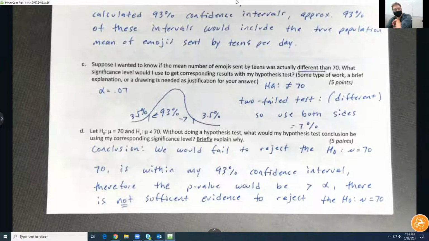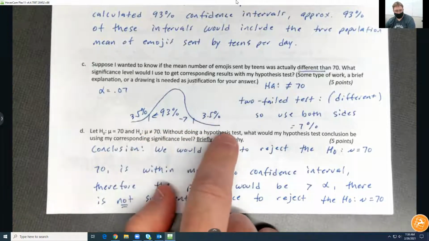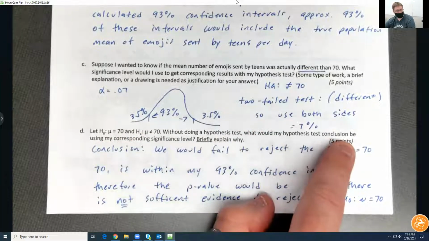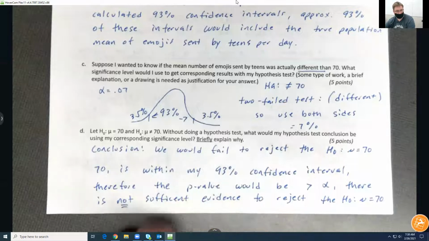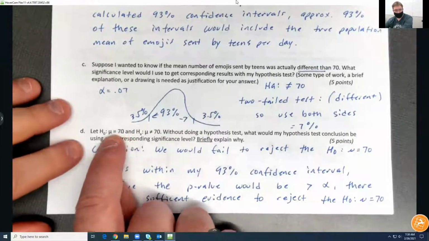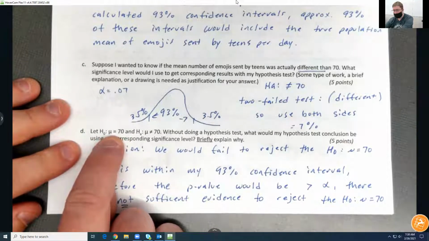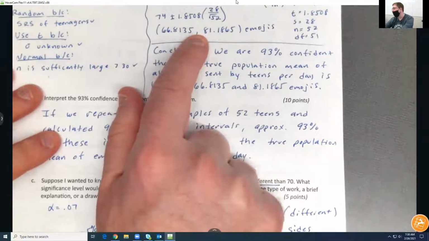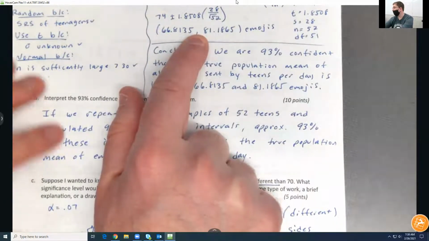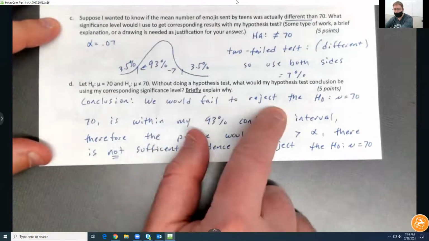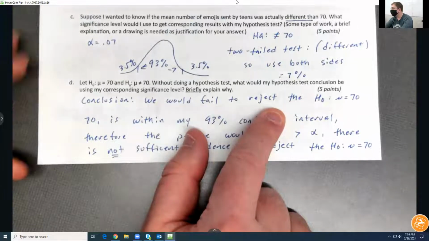All right, for part D, it's saying without actually doing the hypothesis test, with these two as your null and alternative, what would your hypothesis test conclusion be? Basically, are you going to reject or fail to reject the 70? Well, you already know that answer because the confidence interval is basically a hypothesis test in reverse. So look at this 70 right here, H0 average equals 70. Go back up to the top where our interval was. Does 70 fit inside of this or not? The answer is yes. 70 fits right inside there. So if 70 fits between your upper and lower limit, then guess what? You're going to fail to reject it because it's a good number. That's all that means.